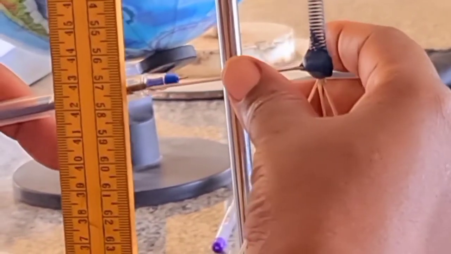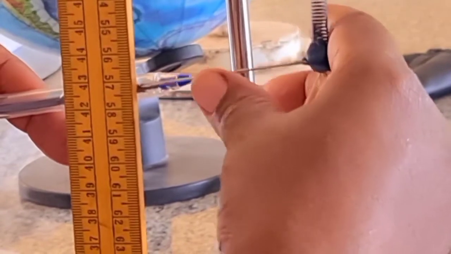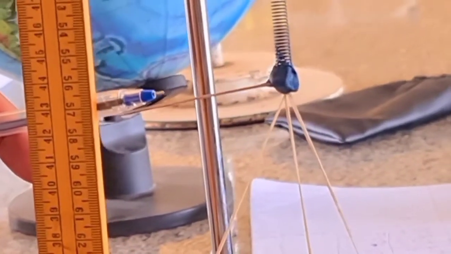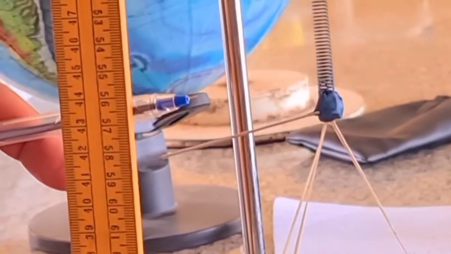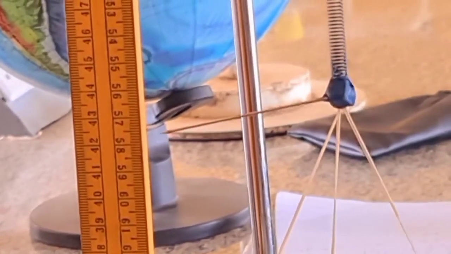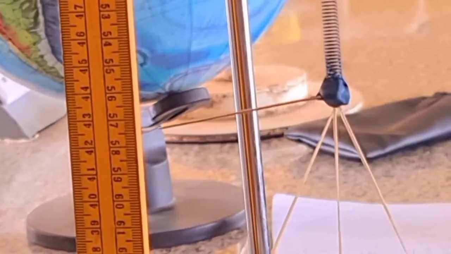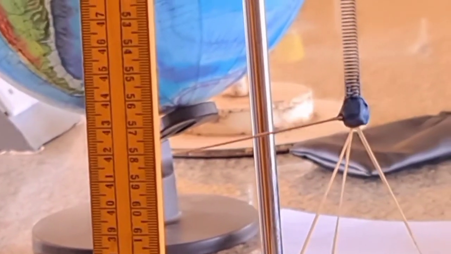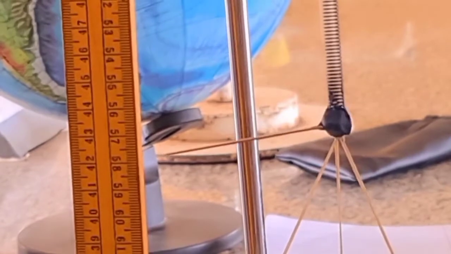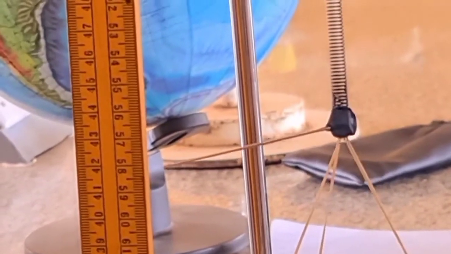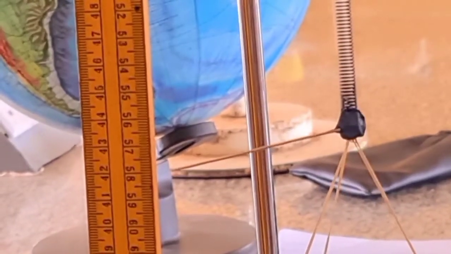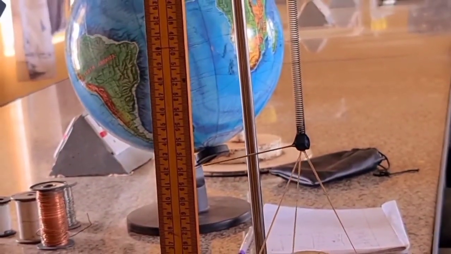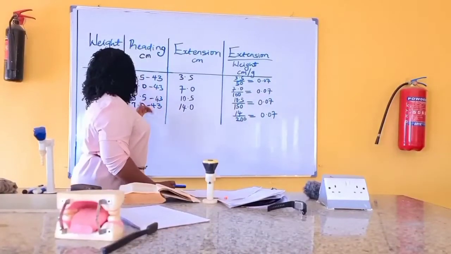We have around 57. 57.0 minus 43. Then when you do the calculation, we said 46.5, 50.0, 53.5, and then 57.